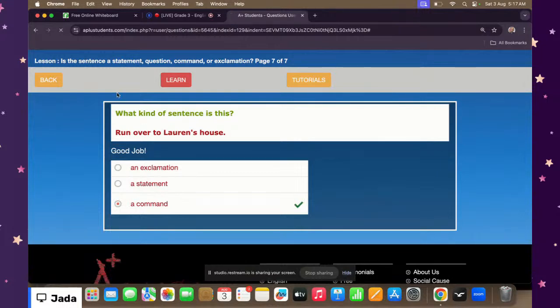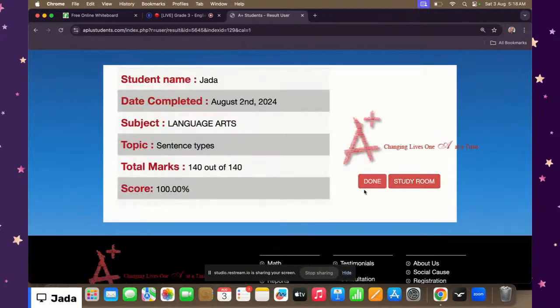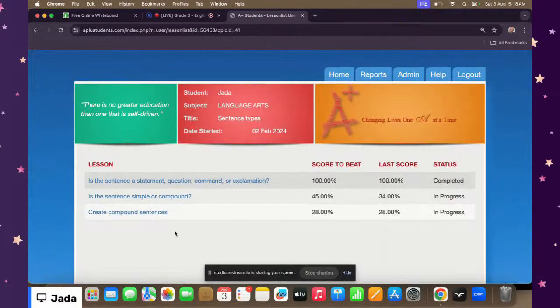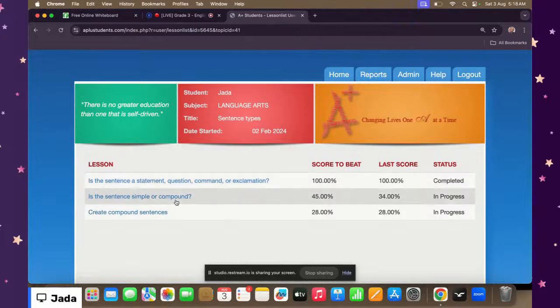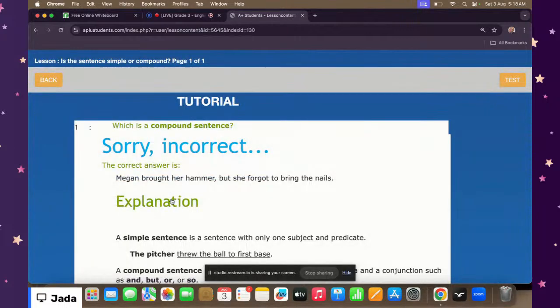Okay, so let's move on to the next lesson. Is the sentence simple or compound? Is it simple or compound?